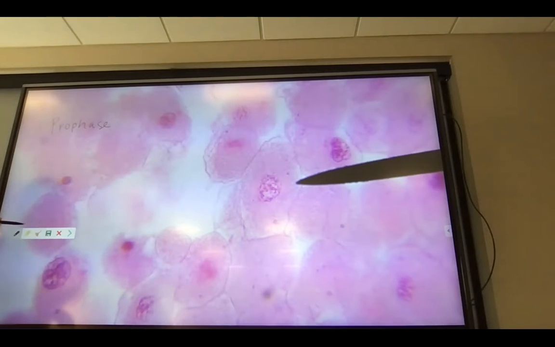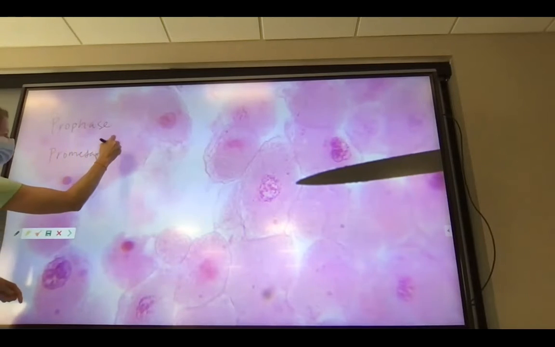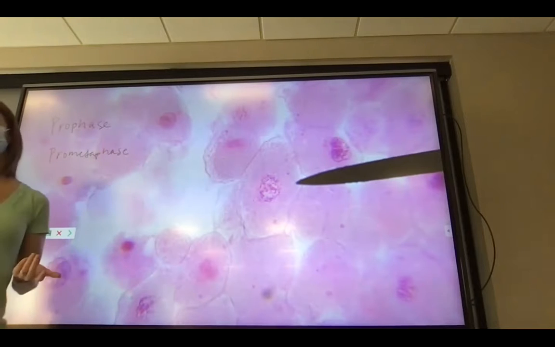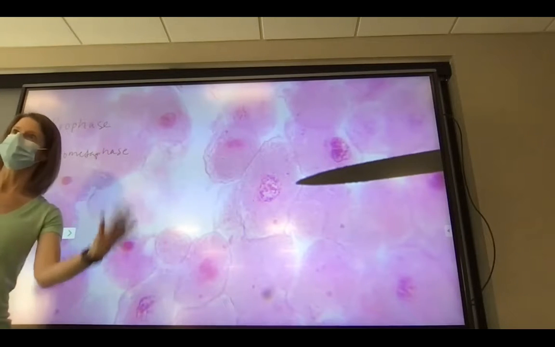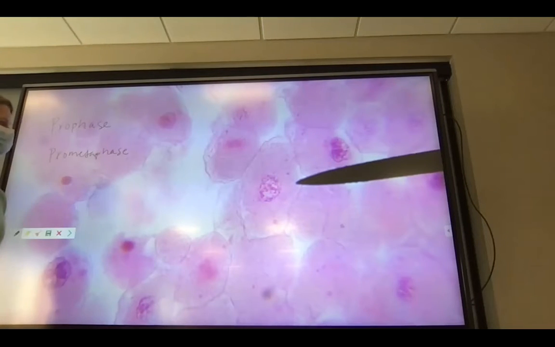I don't have the second one. Does anyone remember what the second is? Prometaphase, yeah. So I don't have an image of that, just because it's really hard to distinguish. I won't ask you to identify prometaphase, just know that it's in between prophase and metaphase. All right, so we've got prophase.